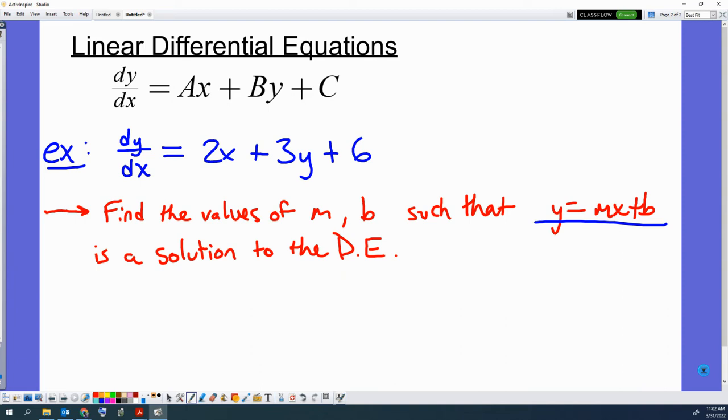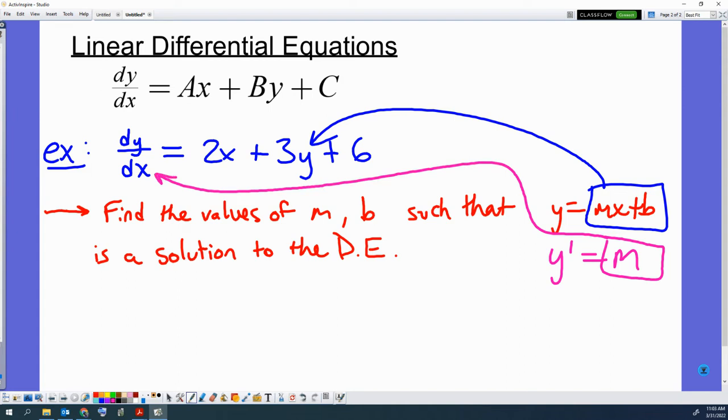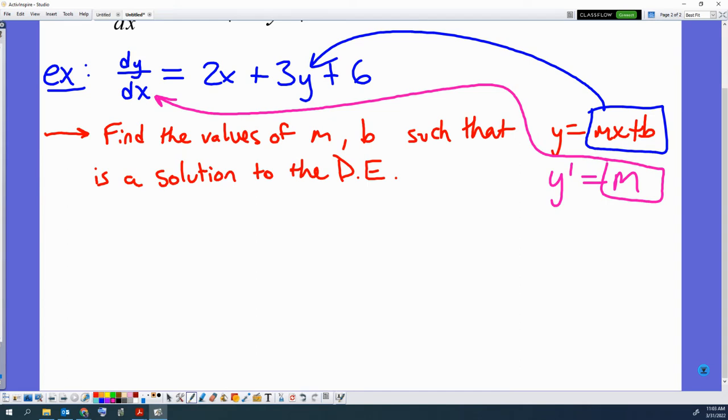Exactly. We're going to plug y, which is mx plus b, in for the y, and we're going to find y prime. What's y prime? True. But what is y prime for this solution? M. Yeah. You can do the derivative rules up there, or you can just think it's a line. The slope is m. Derivative gives you the slope, right? And we can take m, and we can plug that in for y prime. And that gives us an equation we can work with. So that's what we're going to do. We'll do that first.